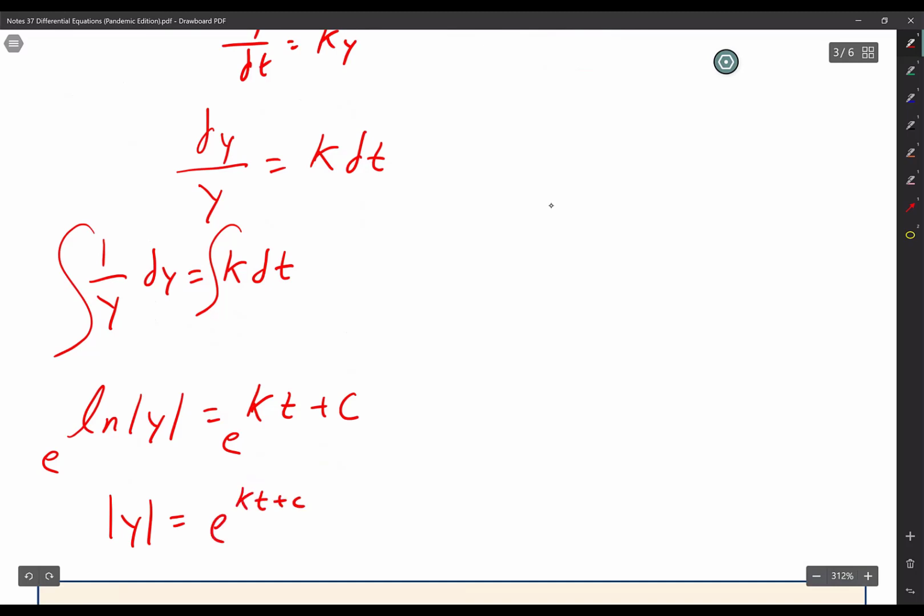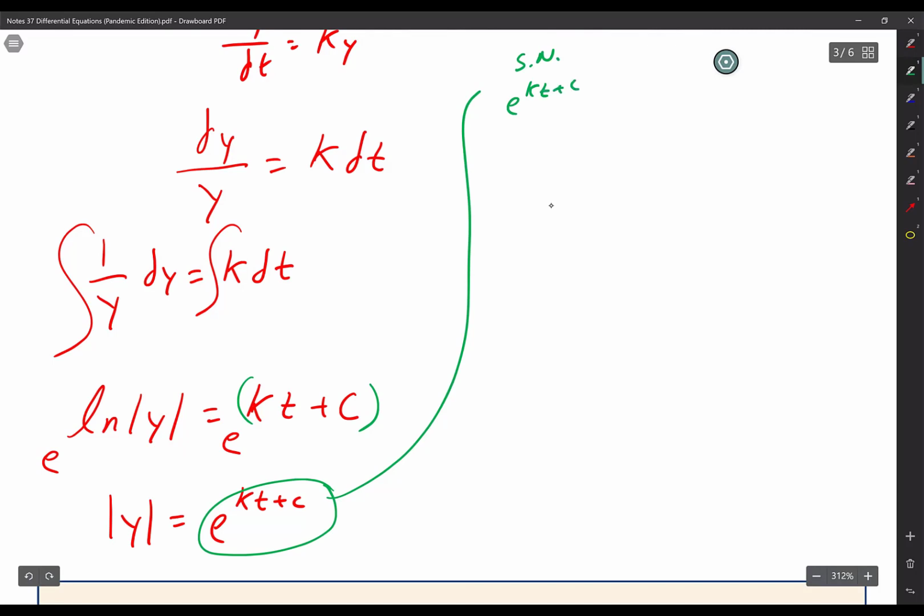Now here's a side note, guys. Hopefully you remember from your algebra days. e to the kt plus c, that's the whole thing up there, is the same thing as e to the kt times e to the c. And e to the c is just some constant. So I can rewrite this as y, notice that I dropped the absolute value, equals c e to the kt.